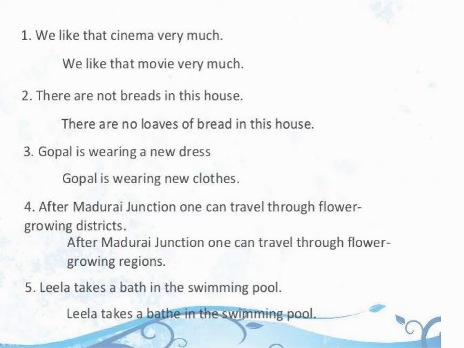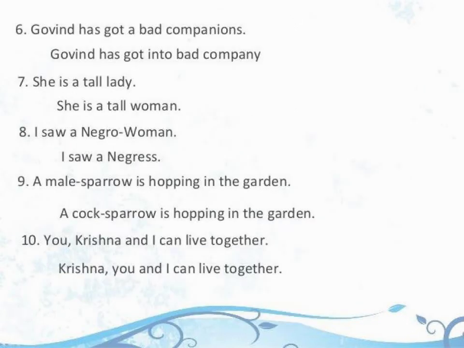After Madurai Junction, one can travel through flower growing districts. It should not be districts, but regions. After Madurai Junction, one can travel through flower growing regions. Fifth one, Leela takes a bath in the swimming pool. Takes a bath, it should be B-A-T-H-E, a spelling error. So keep it in mind, students. This is just for your reference. I can post you some more practice questions so that you will understand the rules and not memorize them. Just find out what is the fault in each sentence.